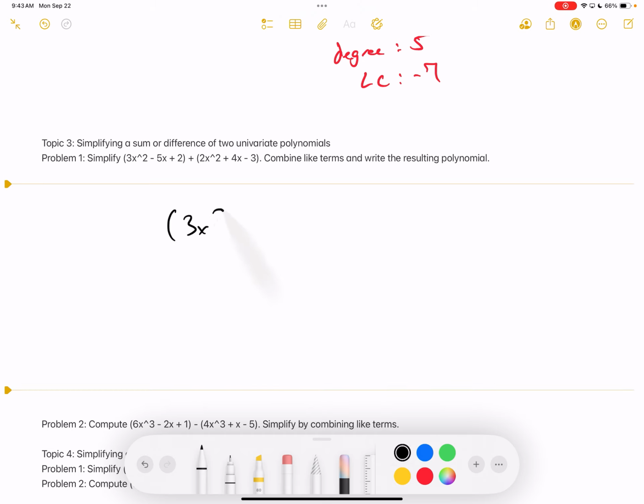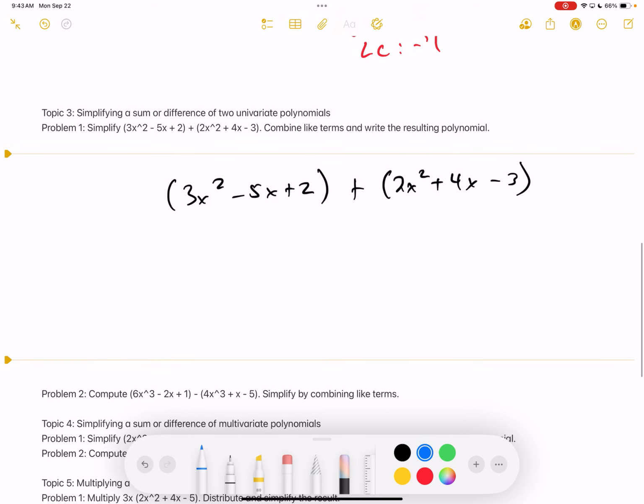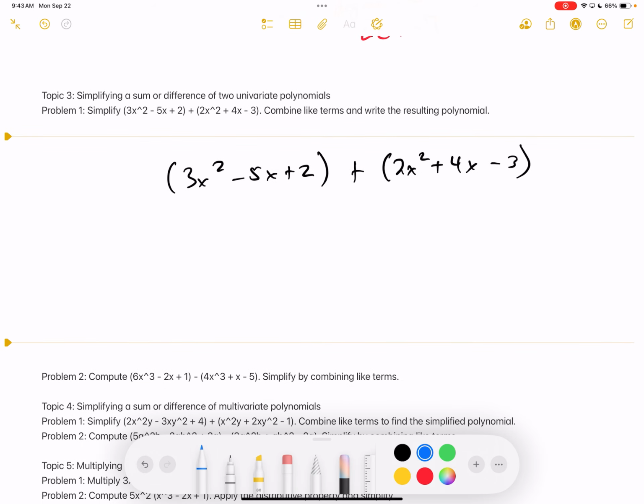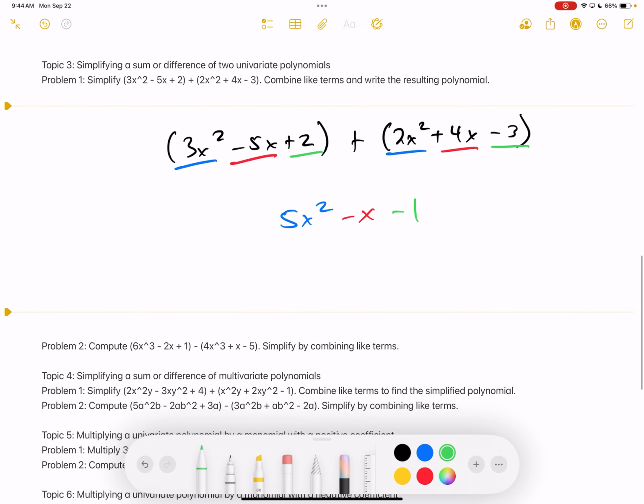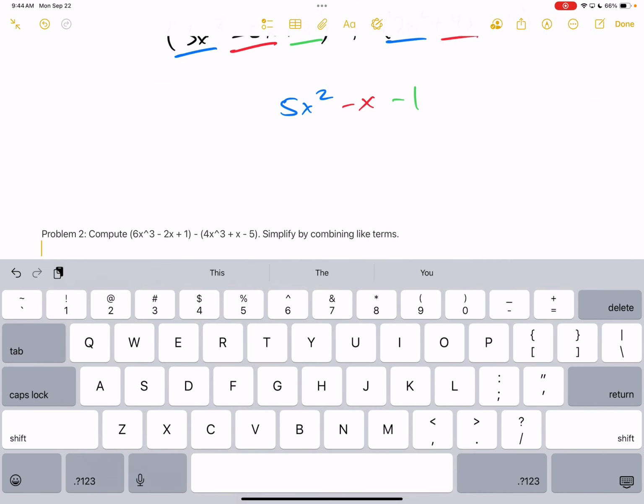All right, sum or difference. So if I take one polynomial plus another polynomial, adding is the easiest of these. It is just combining like terms. So 3x squared plus 2x squared is 5x squared. -5x plus 4x, -5 plus 4 would be -1. And then 2 minus 3 would be -1. So it is just combining like terms when you are adding and subtracting these. Now subtracting is harder because you have to deal with a negative.